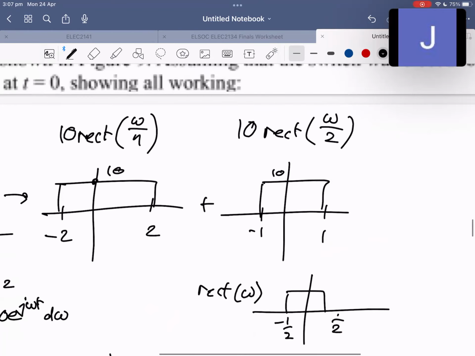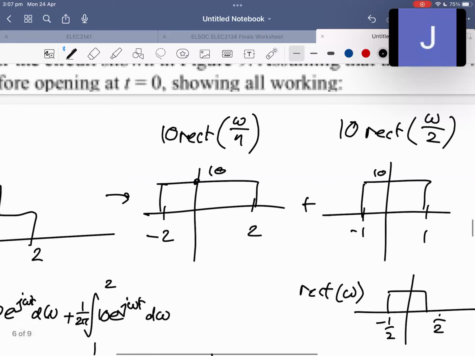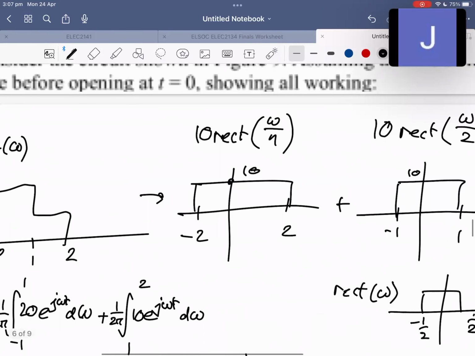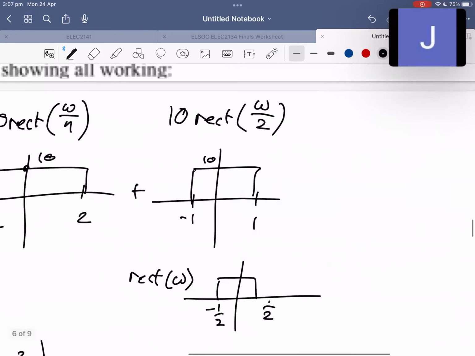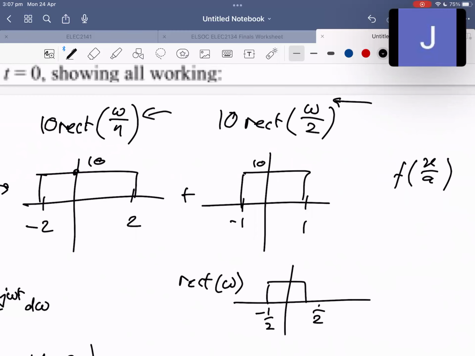So going from there, because I've got two rectangles and they've got different widths, I have to write it as omega on 4 or omega on 2, right? Because if you sub in f of x on a, that is the same as stretching the function along the x-axis. So that's why this is rect of omega on 2 and this is rect of omega on 4, because I just have to stretch it. Does that make sense?